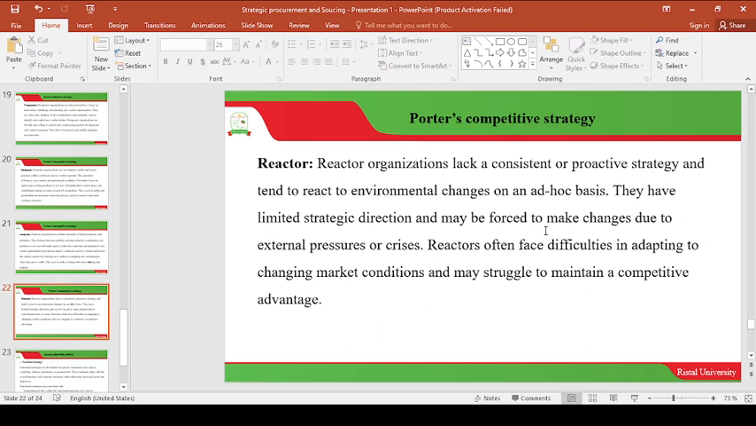So every time the organization will not be consistent on one product, it will keep on changing its services. Okay? So reactors often face difficulties in adapting to changing market conditions and may struggle to maintain a competitive advantage.